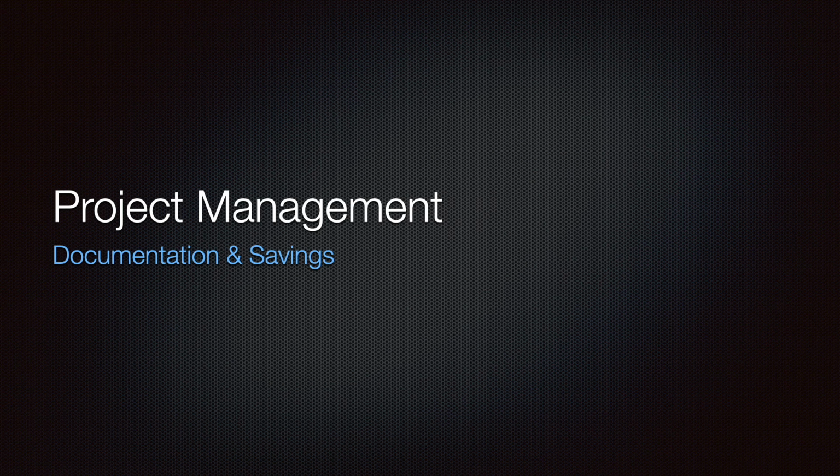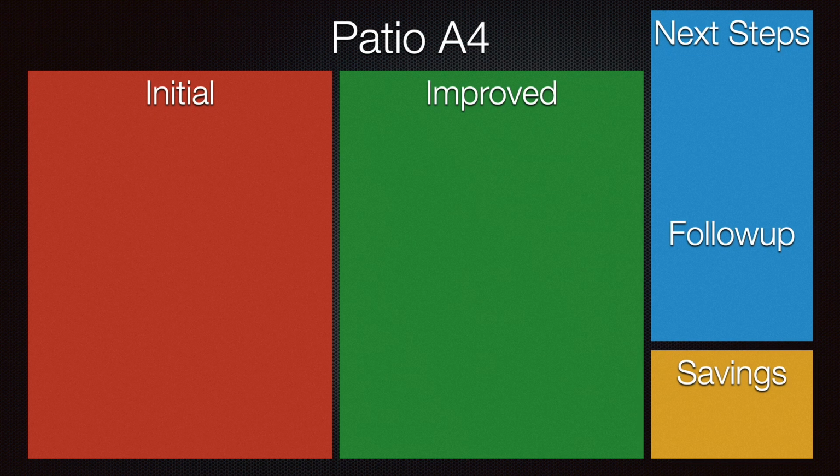Now I'd like to talk about project management and specifically documentation and savings. I've mentioned A4 a few times in my training videos. Here you can see just the general outline of what an A4 looks like. You have the red initial state box, you have the green improved, that's meant to be a before and after type of report, and then you have next steps and follow-up as well as savings.